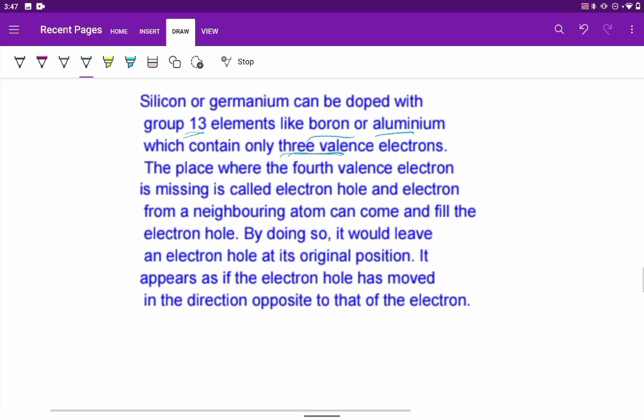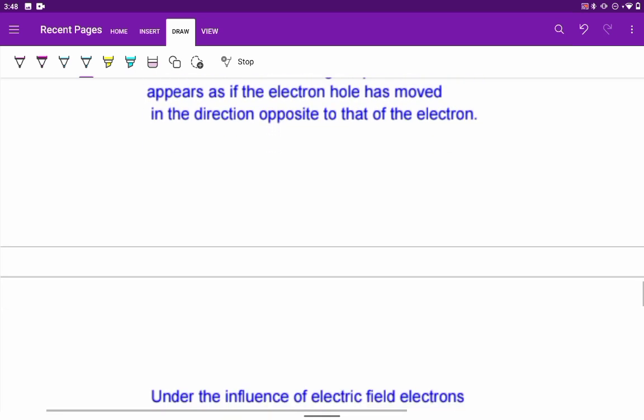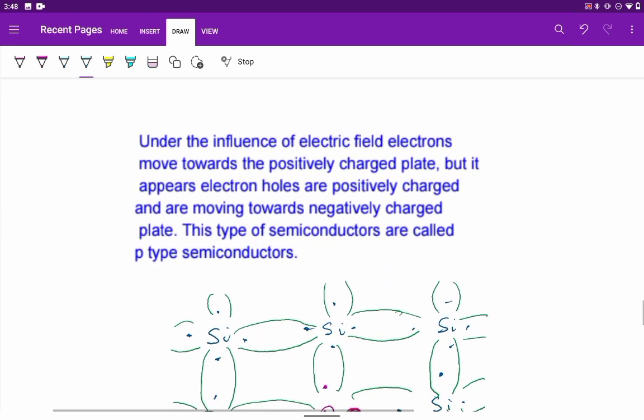Now, one place where the 4th valence electron should be present is missing, and that we call an electron hole. And what will happen? After forming covalent bonds, one vacancy is left out. So the electron from a neighboring atom can come and fill that electron hole. When it does so, it would leave an electron hole at its original position. And it seems that the electron hole has moved because the electron is coming from the neighboring position and filling the place of the hole.